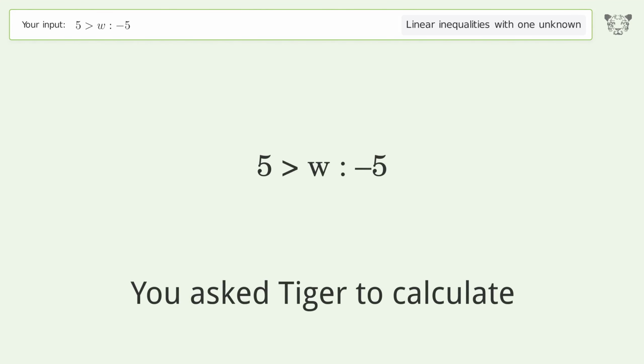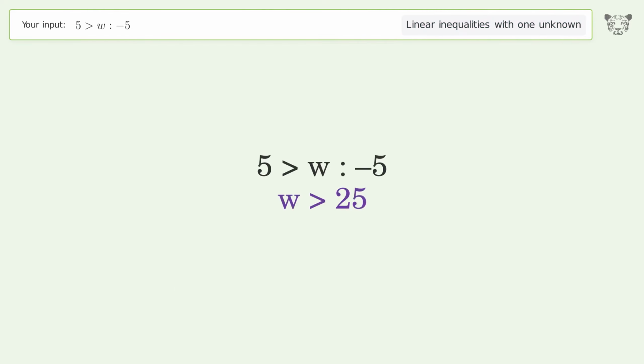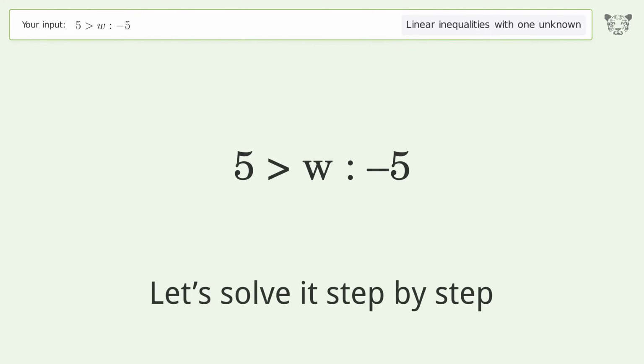You ask Tiger to calculate. This deals with linear inequalities with one unknown. The final result is w greater than -25. Let's solve it step by step.